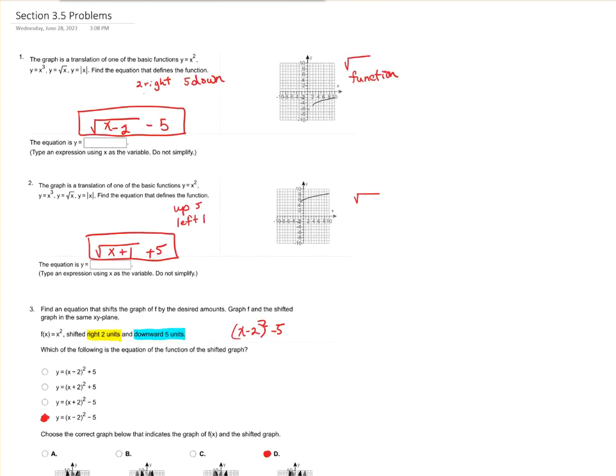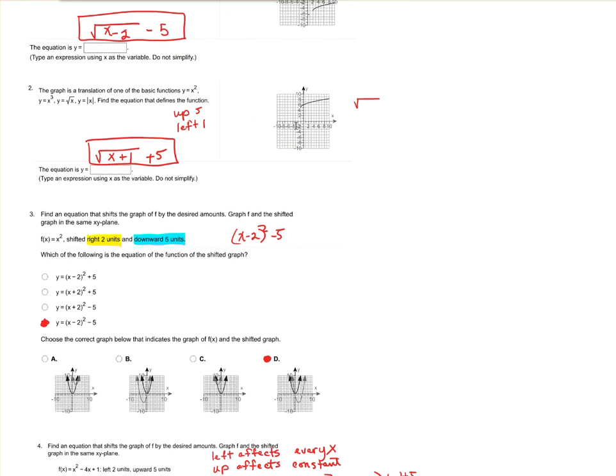All right, let's see how these are worded. Several of these say the graph is a translation of one of the basic functions, and it lists all 4. Find the equation that defines the function. So we recognize this is a square root. And what did it do? It went down 5, and to the right 2. So the right 2 means that inside the square root, we've got x minus 2, and outside, for the vertical, we've got a minus 5.